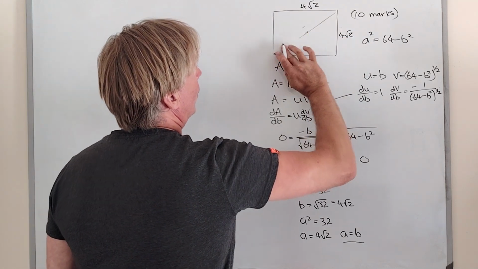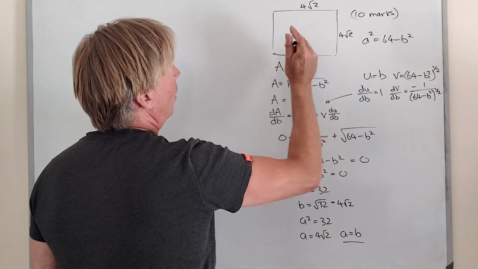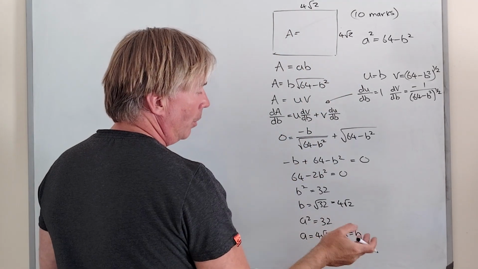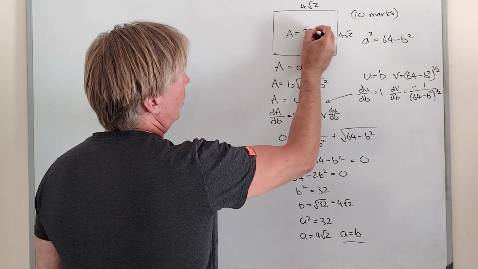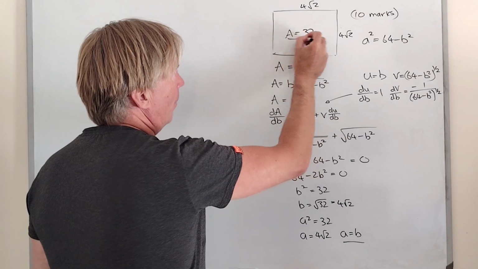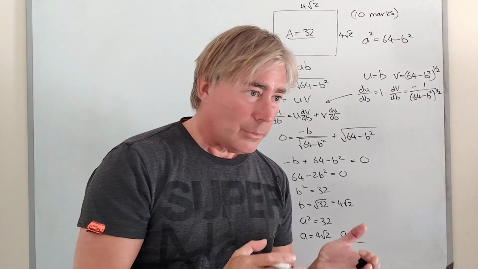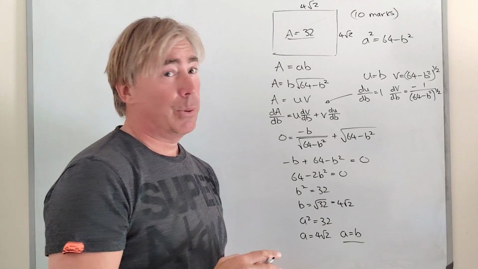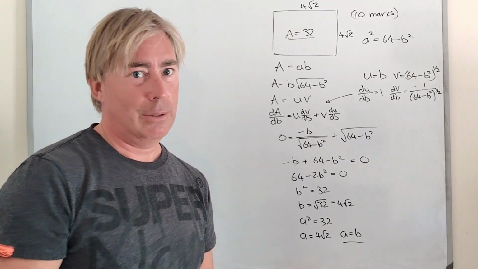We know that the area of our now square is 4 root 2 times 4 root 2, which happens to be 32 square inches. Now, we might be celebrating at this point and thinking we got 10 marks, but that's where you'd be wrong. Okay, there's a little twist in this.